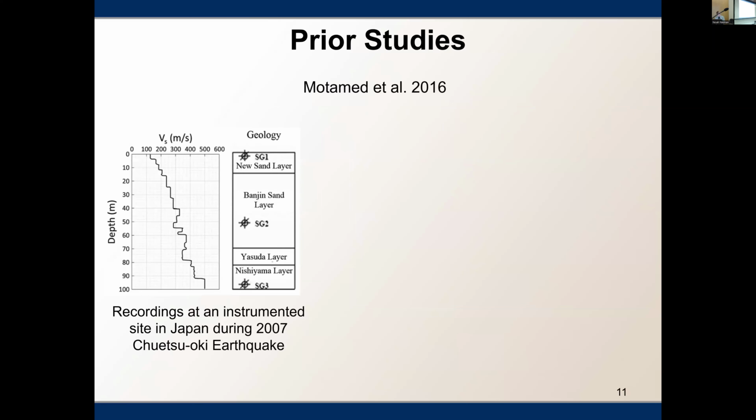The next study is more closely related to my research. This was done by Dr. Mohammed in 2016. Here the authors used the recordings at an instrumented site in Japan during the 2007 Chuetsu-oki earthquake. We have a site which is around 100 meters deep, and there are a number of layers. The good thing is that they have instruments at these sites to record these motions at different depths. ST1, ST2, and ST3 are the accelerometers.